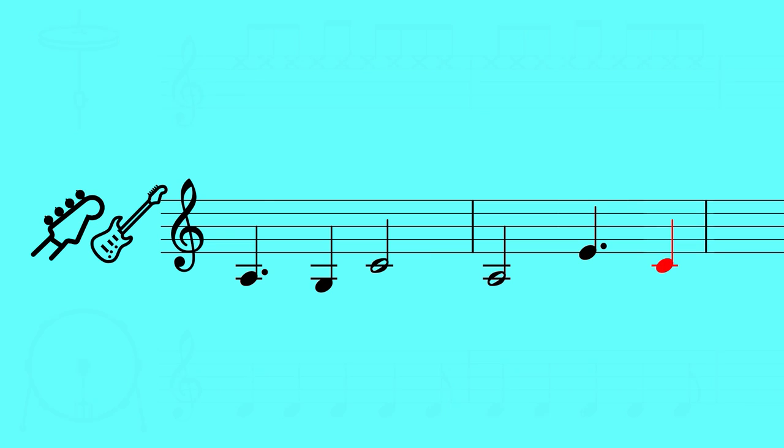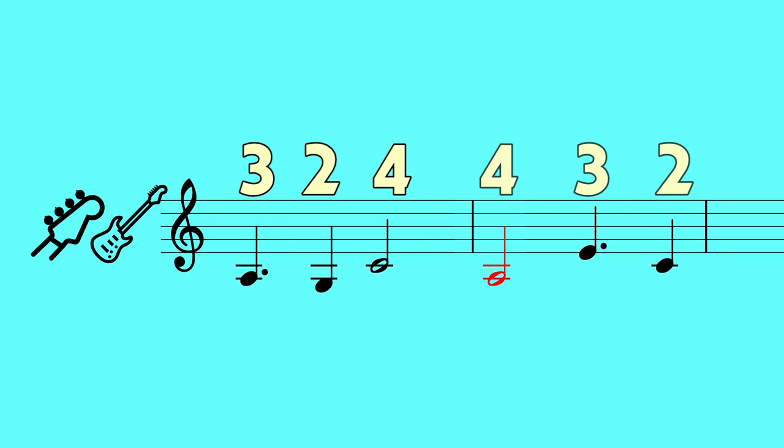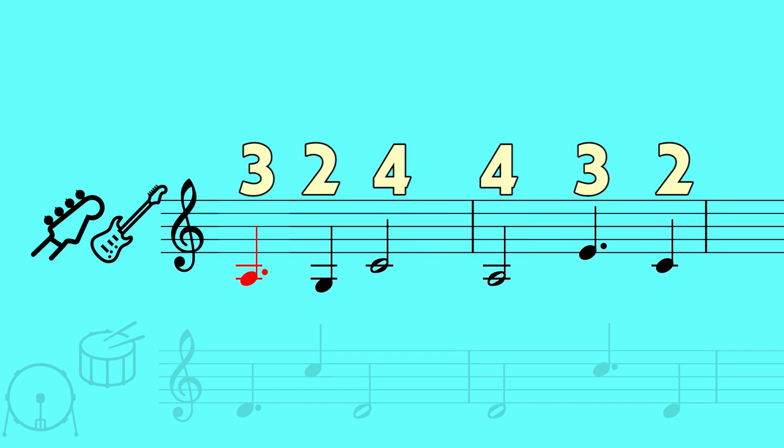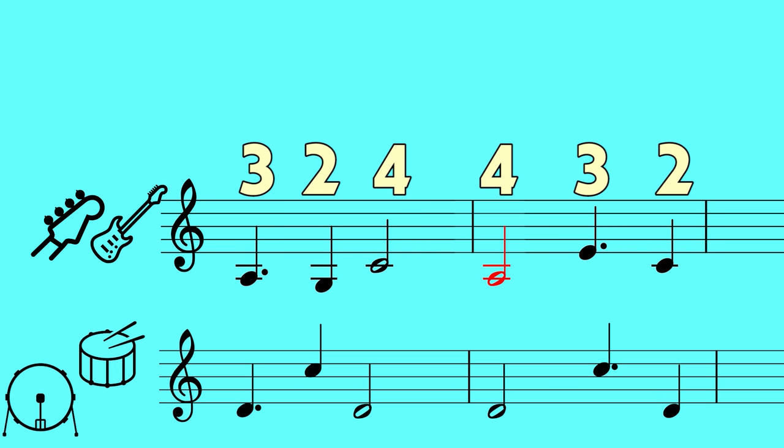So now I've got this riff that goes 3 plus 2 plus 4, and then 4 plus 3 plus 2. If I want to really add a drum groove to this, I have a billion possibilities. We could have the drums just accent these rhythmic groupings, only using the kick drum and the snare.